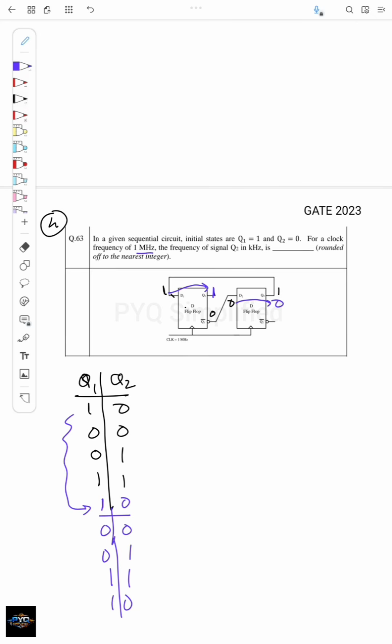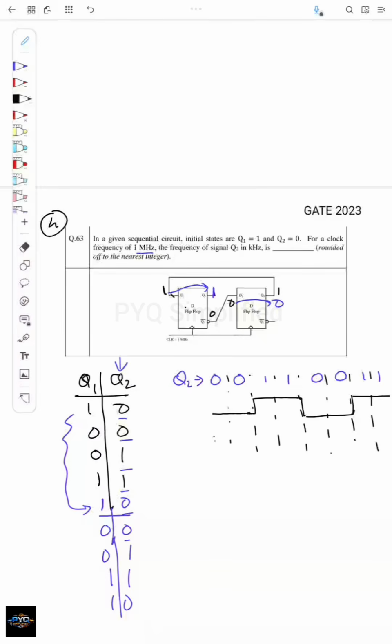If you see this sequence just for q2, first it is 0 0, then it will be 1 1, then again 0 0 1 1, right? So I'll just draw here. The sequence for q2 will be 0 0 1 1 0 0 1 1. I'll draw the waveform here. It will be like this: 0 0 1 1 0 0 1 1. And I will draw the clock too.